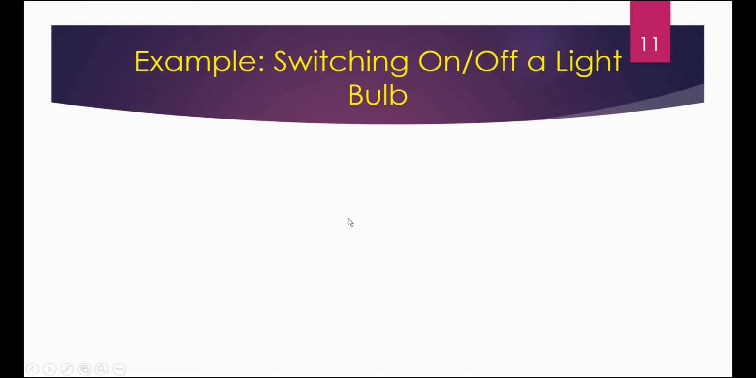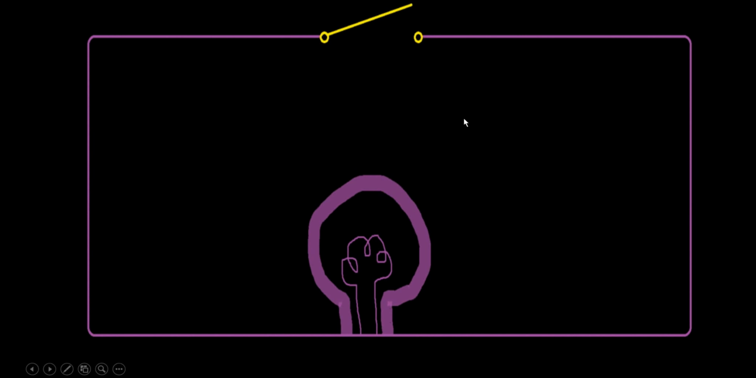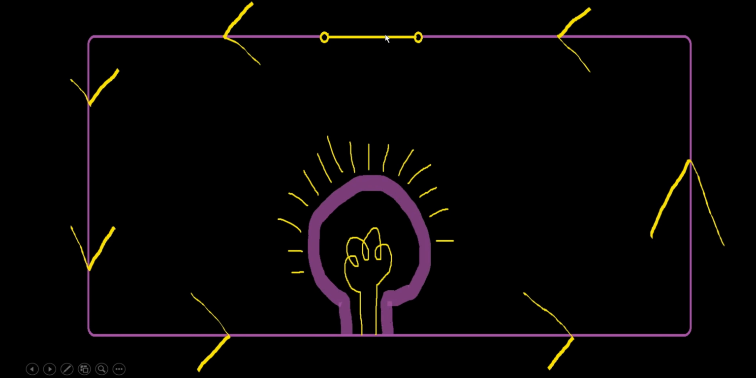So let's take another example, switching on and off of a light bulb. This is a GIF, or GIF, however you prefer saying it, of a circuit, a simple circuit. It's a very basic one. The switch over here is open, so the circuit is broken and no current flows through the circuit. But once we switch it on, the circuit gets completed and current flows through it, and the bulb glows.